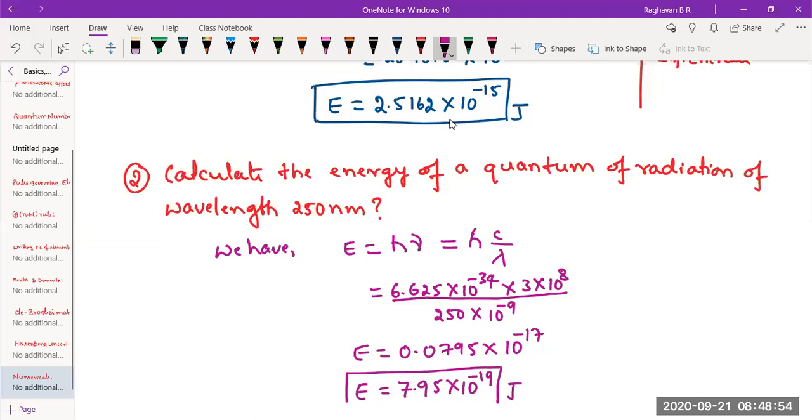Hope all of you have understood. Only mathematics is involved here, and the chemistry part is only using the equation. That's all, nothing else. You should know the mathematics of this chemistry problem. When it is complete, let me know. I'll move on to the next problem.